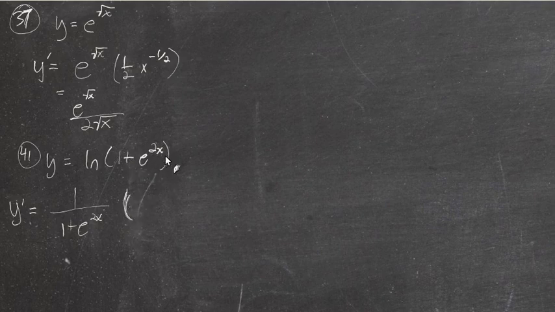The derivative of e to the 2x, though, here we go, chain rule again. The derivative of e to the something is e to the something. And then the chain rule says we've got to multiply by the derivative of the inside function, which is 2. So we'll just do 2e to the 2x. So we could write it as 2e to the 2x over 1 plus e to the 2x.